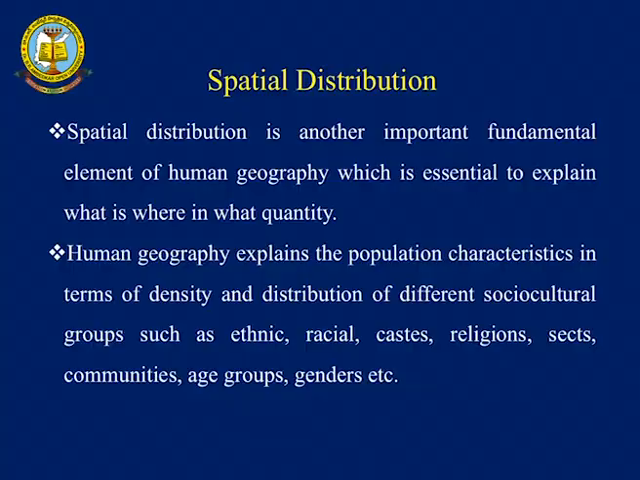The other component is spatial distribution. Spatially, we read the fundamental element of human geography, which is essential to explain what is where, in what quantity it is distributed spatially, and how that distribution varies from space to place. So all these characteristics we are going to learn in spatial distribution. As I said, the fundamental concept of human geography is the interrelationship between man and environment.